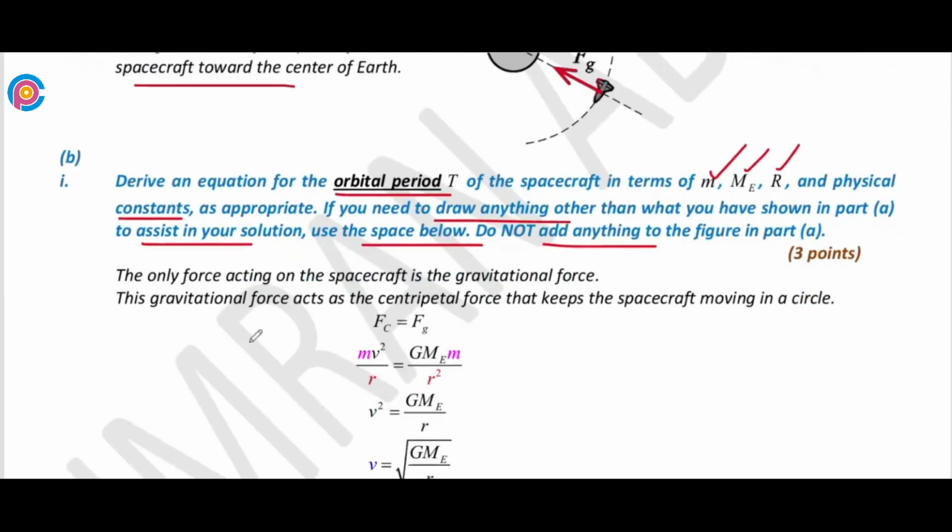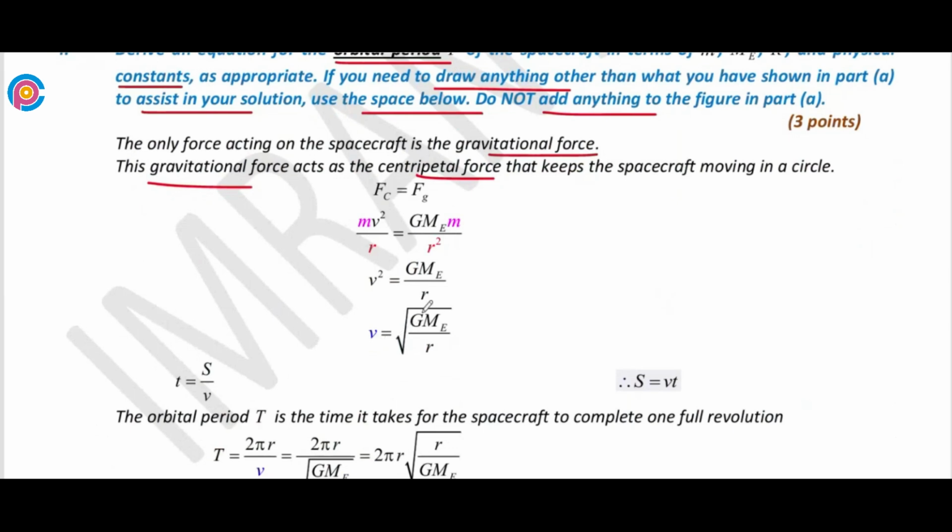The only force acting on the spacecraft is the gravitational force. This comes from part A. This gravitational force acts as a centripetal force to keep the spacecraft moving in a circle. So I have set Fc equal to Fg. Fc stands for centripetal force, mv squared over r. Gravitational force is G Me m over r squared, with small m representing the mass of the satellite. It would be cancelled out. So v squared is equal to G Me over r. So v is equal to the square root of G Me over r. Now this is the orbital velocity of the satellite.